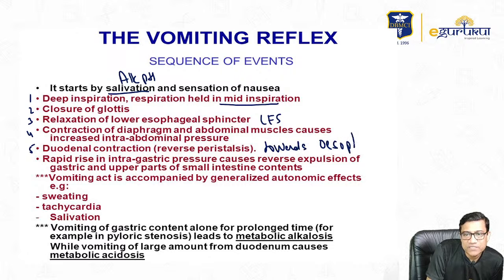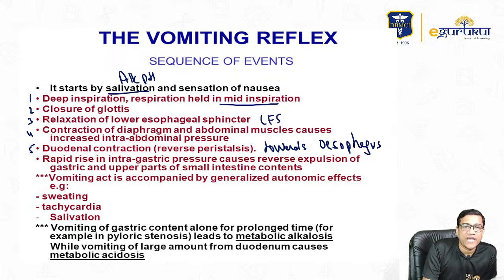Toward the esophagus. That's why it is called reverse peristalsis. And then as the pressure rises in the stomach, it causes the expulsion of the gastric contents and the upper part of the GIT. That's why sometimes bile can come, because bile is again present where? In the duodenal area. So that's why it gets pushed out. So that is the case.